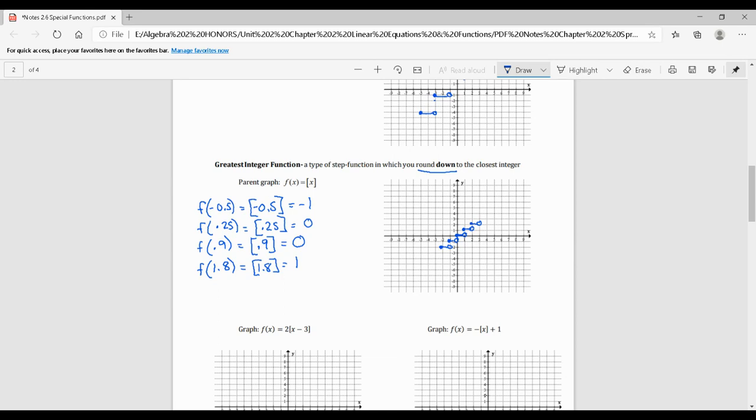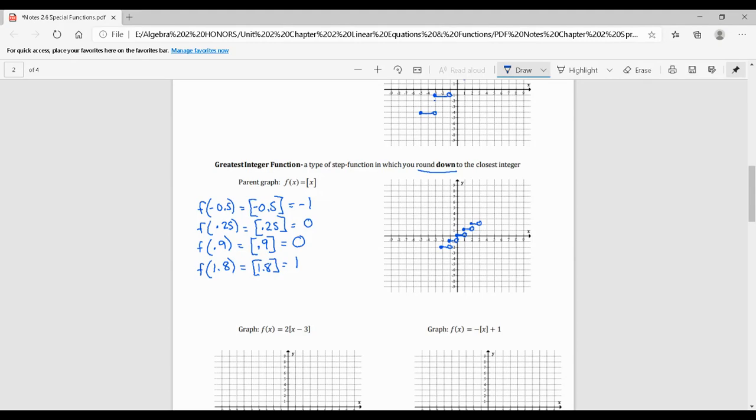F of 0 will certainly just be 0. F of 0.5, when I round 0.5 down, it stays 0. If I round 0.9 down, right here's my x value of 0.9, it's 0. But once I get to 1, 1 is 1, so it jumps up. Same thing, we continue that. 1.2 would be 1. 1.9 would still round down to 1, but once I get to 2, it actually equals 2. Okay, so you want to memorize this parent function of our greatest integer. Start at our origin, 1 unit wide, and jumps up by 1.